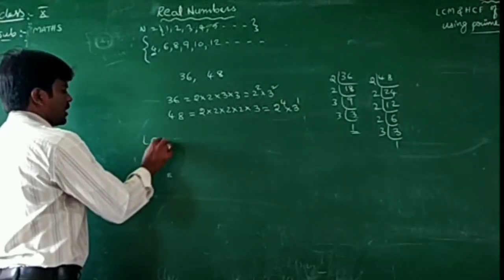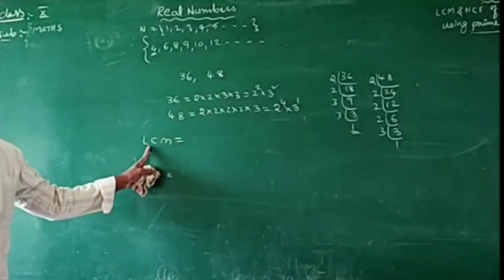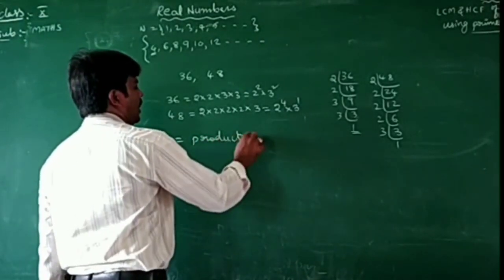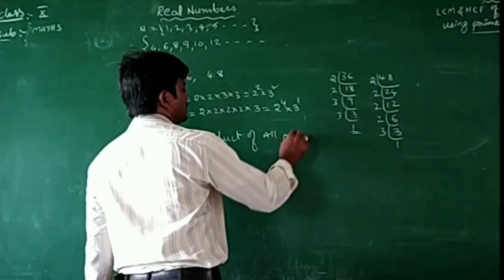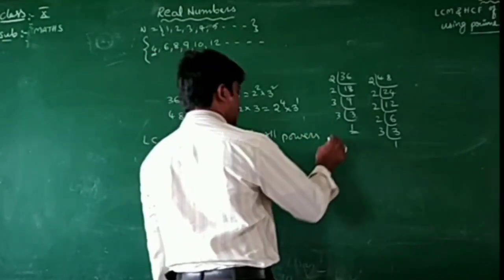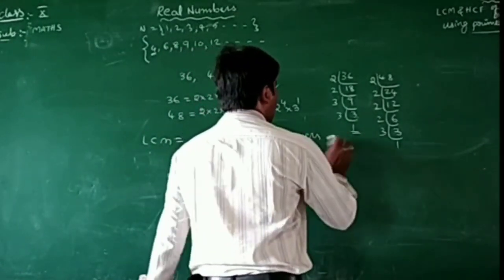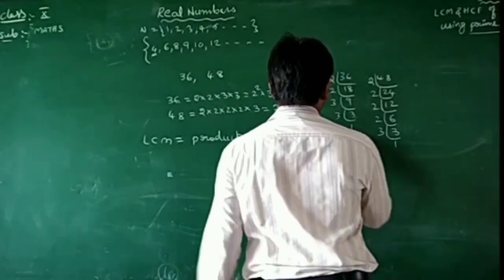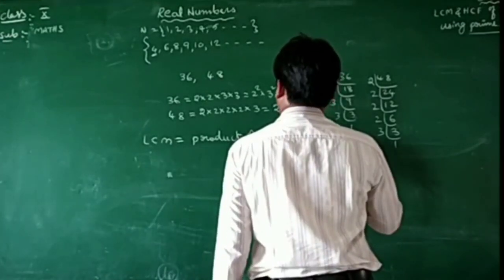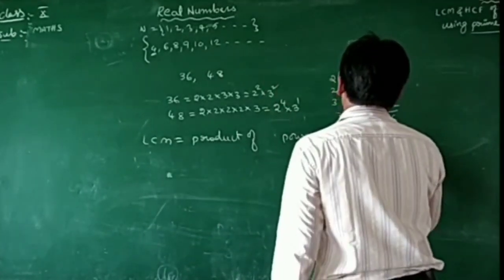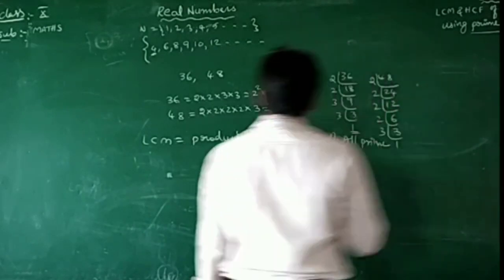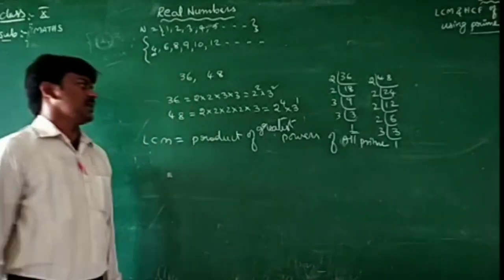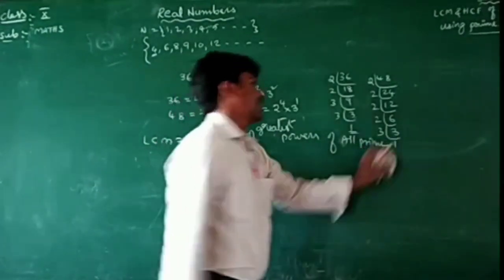Now LCM. Again I am writing the formula. What is the formula for LCM? LCM is the product of the greatest powers of all primes.